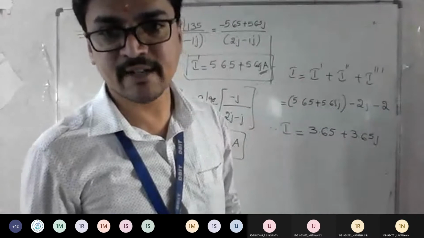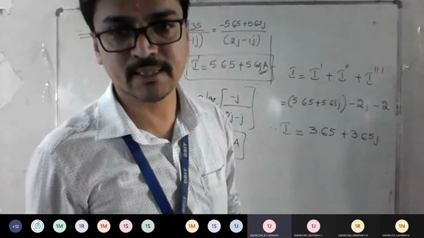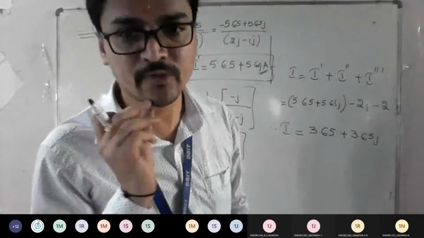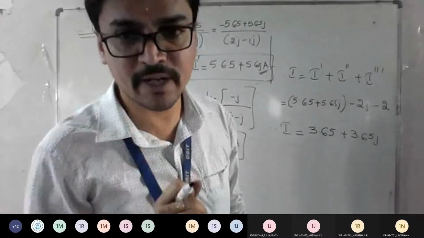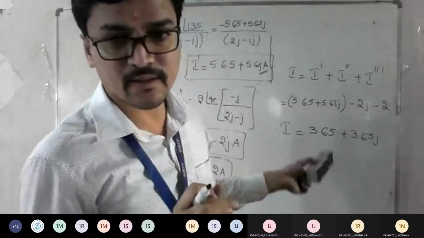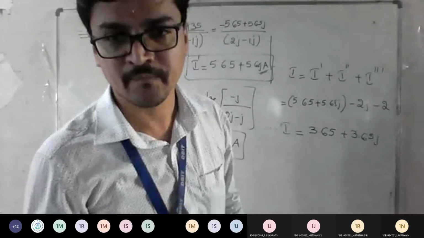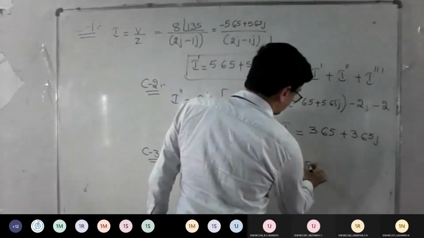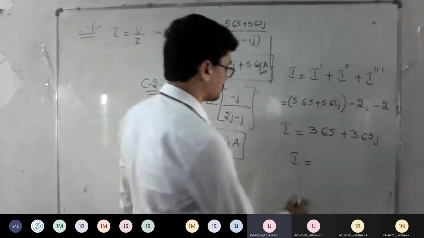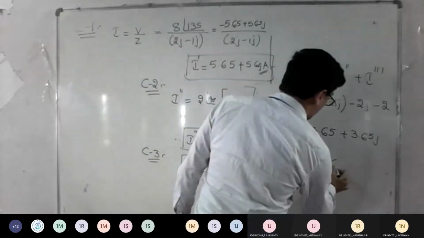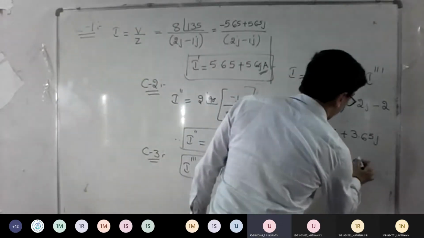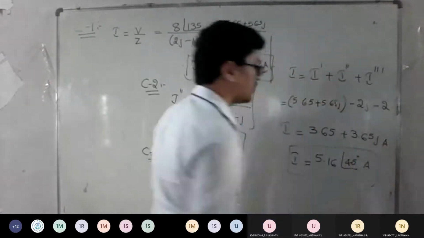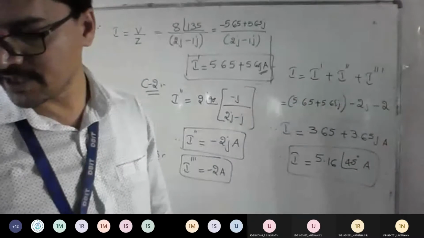You can keep the answer in rectangular form only, but the question was given in polar form. If the network is in polar form, try to keep the final answer also in polar form. What's the equivalent polar form? Tell me. 5.16 at an angle of 45 degrees, positive. Yes, sir. Okay. So this is the final answer you are supposed to get.